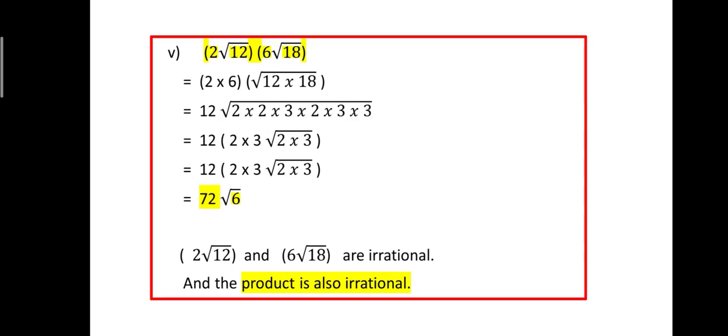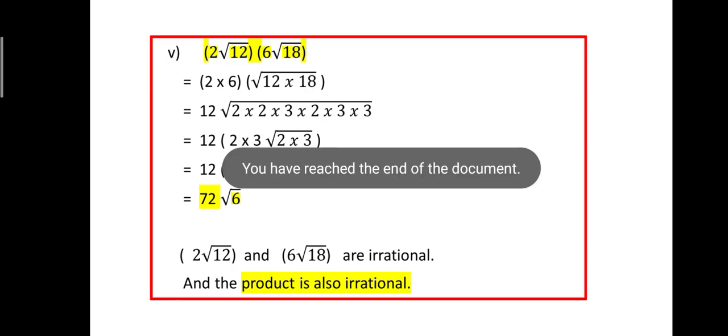In the next example, when we multiply the given two irrational numbers, the product turns out to be 72 root 6, which is irrational. So this example shows that the product of two irrational numbers can be again irrational.